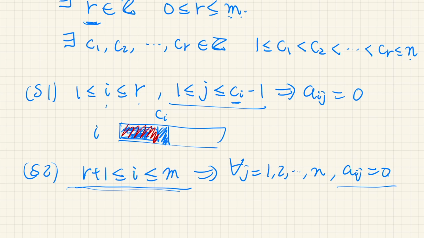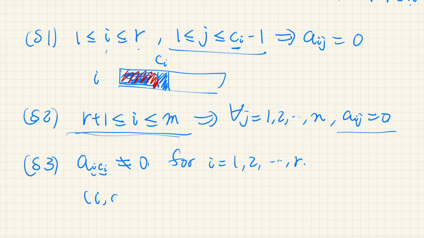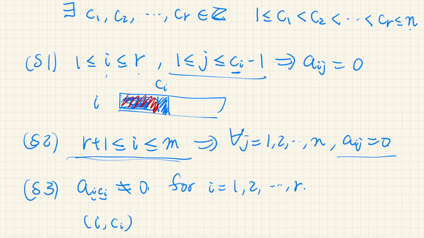And the last condition, a_i c_i is non-zero for i equals 1, 2, up to r. So this a_i c_i element of the matrix is non-zero. This means for each row i, this indicates the leftmost non-zero element. So it should be non-zero, right? So that's it. This is the formal definition of the echelon form.